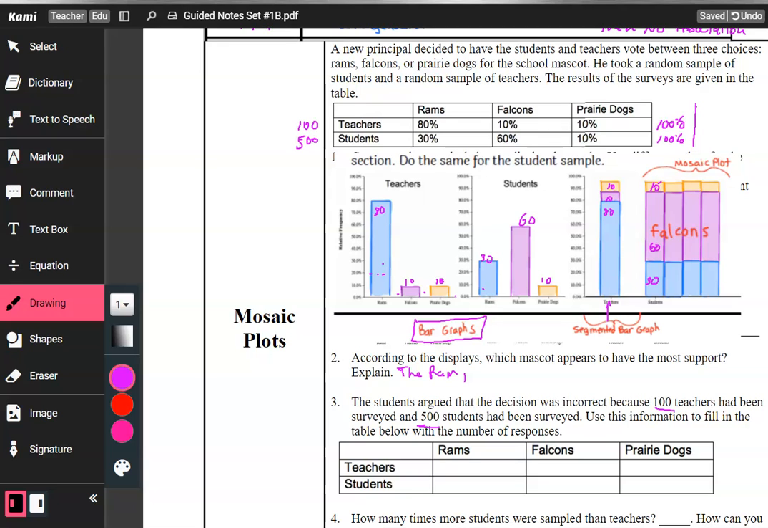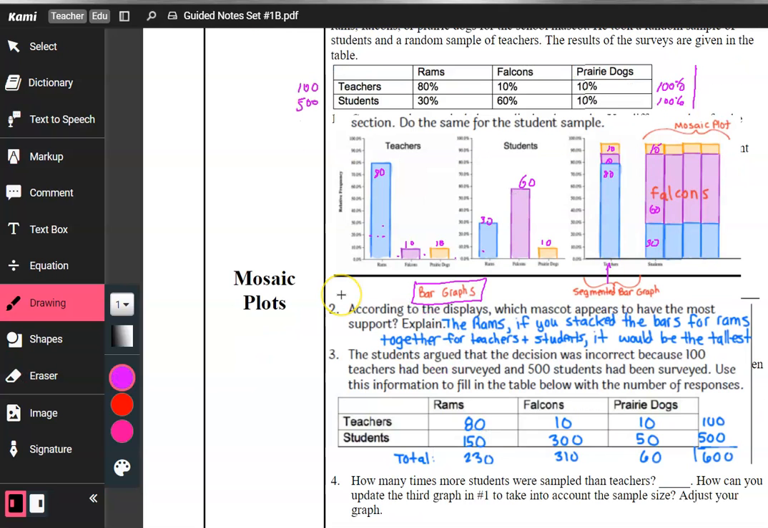Okay, and then for number 3, the students argue that the decision was incorrect because 100 teachers had been surveyed and 500 students had been surveyed. Use this information to fill in the table below. So we're going to fill out this table. If we convert this into numbers here, this is what you're going to get. Okay, this is what the table would look like.